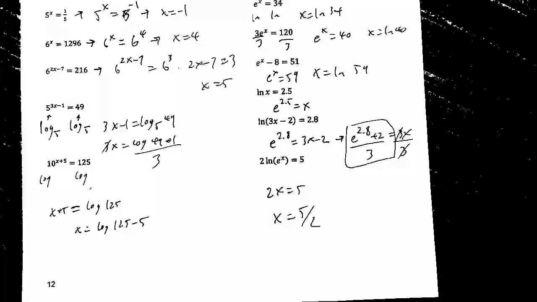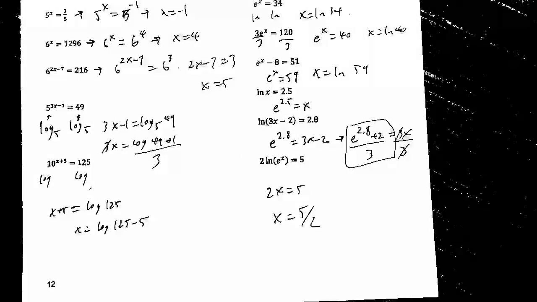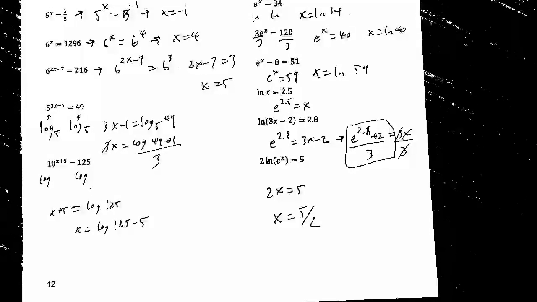So if the base is the same as the number, then it just cancels out the log. If the bases match, the base of the exponential and the base of the log, they undo each other.